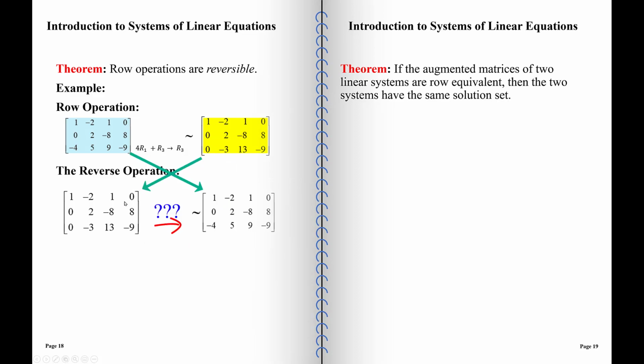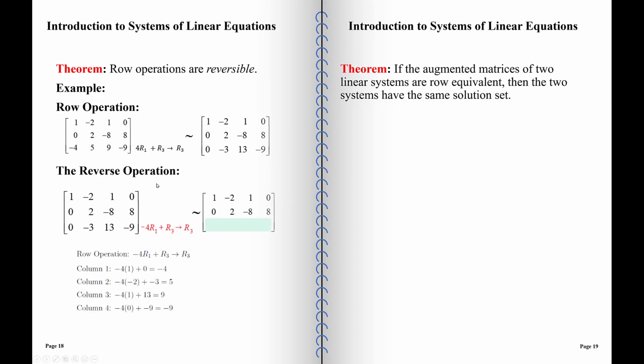So let's take this matrix. You can see I've written it here. Here's the B. I'm going to apply -4 row 1 plus row 3, put the result into row 3. Let's see what we get. Let's check this mentally. -4 times 1 plus 0 is -4. -4 times -2 is 8. 8 plus -3 is 5. -4 times 1 plus 13 is 9. And finally, -4 times 0 plus -9 is -9. So this is just an illustration, but this is in fact a theorem, which means it's provable.